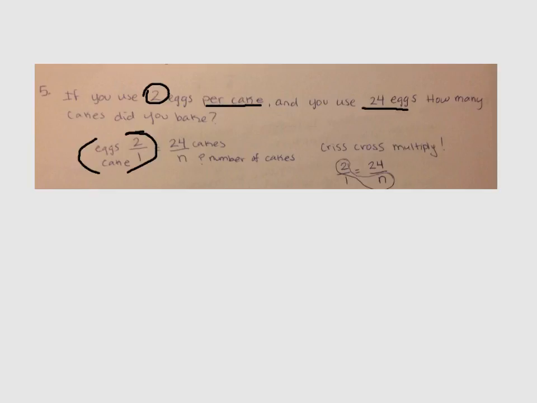So there's the 24. Oh, I'm sorry, I see a typo here. It's supposed to say 24 eggs. Okay. And then on the bottom, we don't know how many cakes that is, so we put an N standing for the number of cakes. And once you have this set up and you understand how to come up with that first part using the information they gave you, then you can solve for N, kind of like solving for X.